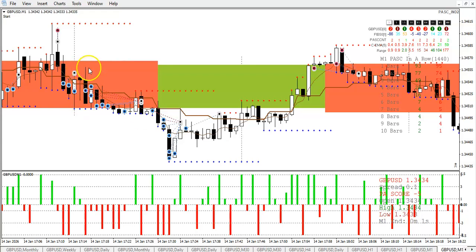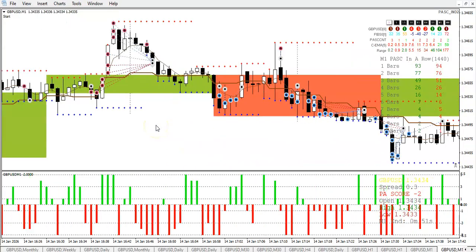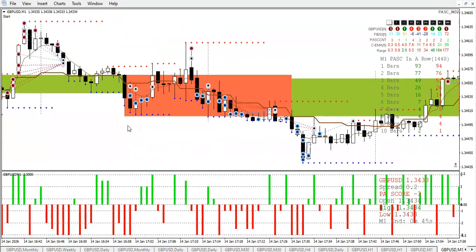And here, trading against the M30 candle color. And just like here at the time, I was trading against the M30 candle color. And there was trading against the M30 candle color.